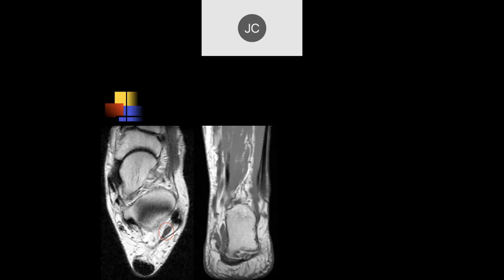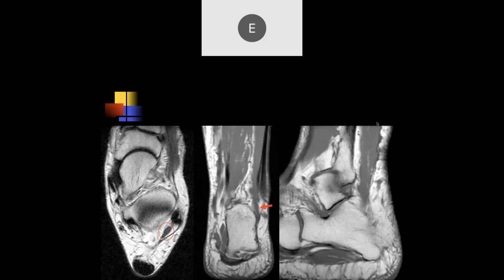If we go to the coronal images, it looks like this. So it's coming right down through here, beside the peroneal tendons, and attaching to the bone here. And here's what it looks like in the sagittal plane. Another peroneus quartus. Good. So that's the peroneus quartus.